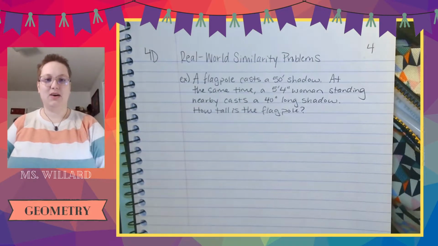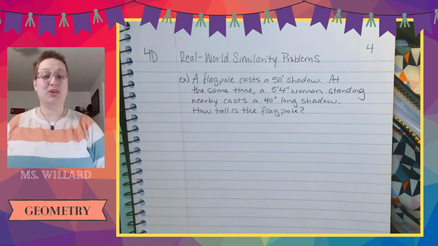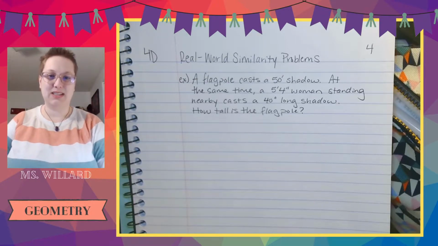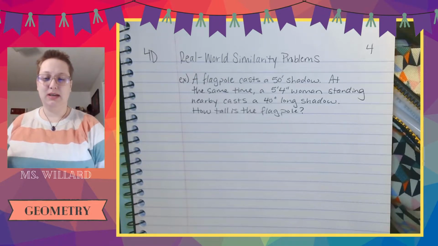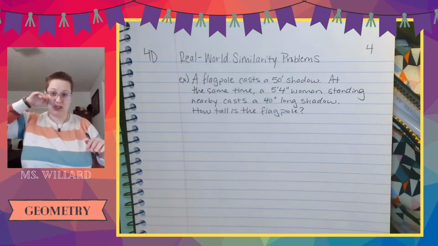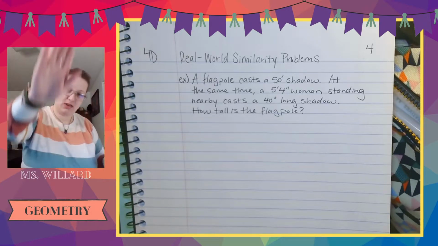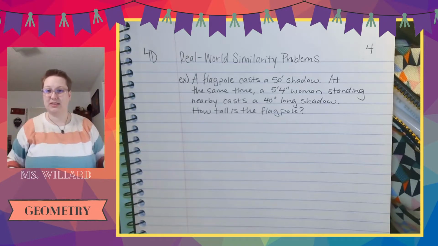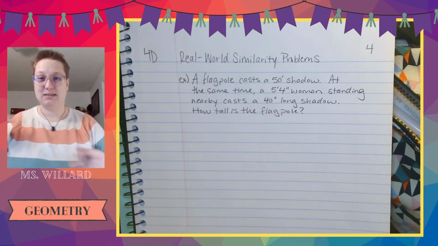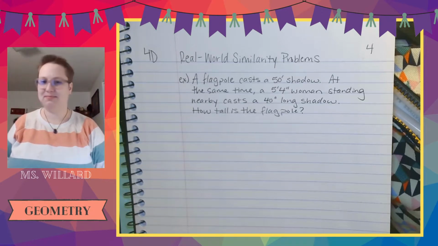Now, all of these are kind of different, but they all have the same sort of feel to them where they're talking about shadows. The other option is that there's somebody looking at a mirror at something else, and you can figure out how tall it is from that just by the distance of the mirror from the two different things.